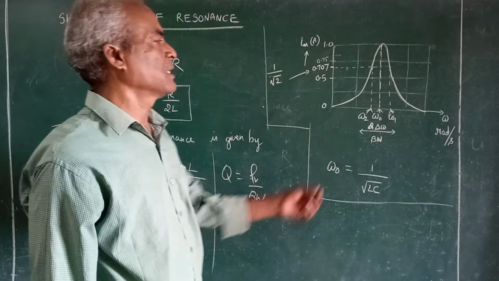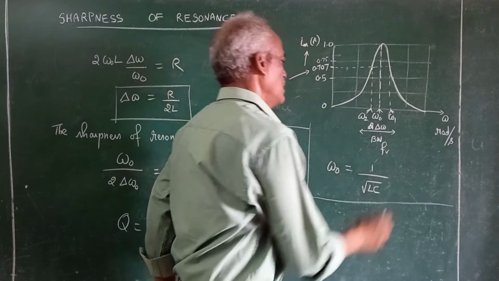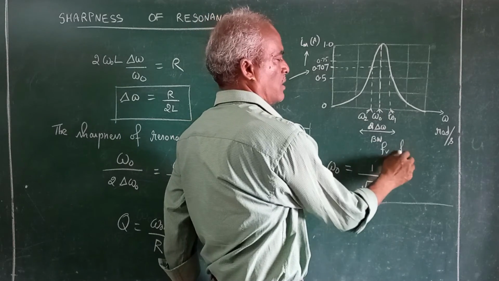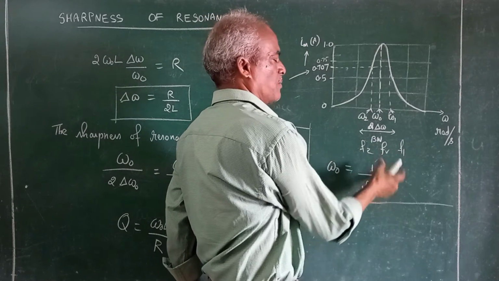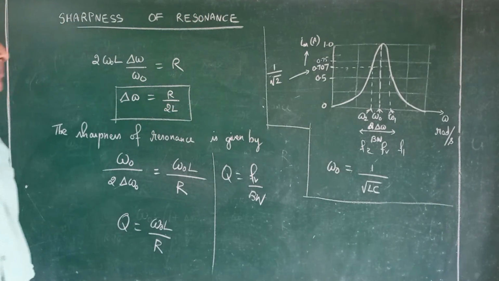Fr is nothing but the resonant frequency. This point we call the resonant frequency, divided by this bandwidth. Bandwidth, we call this F1, this F2, so bandwidth is F1 minus F2. So that's all about sharpness of resonance.